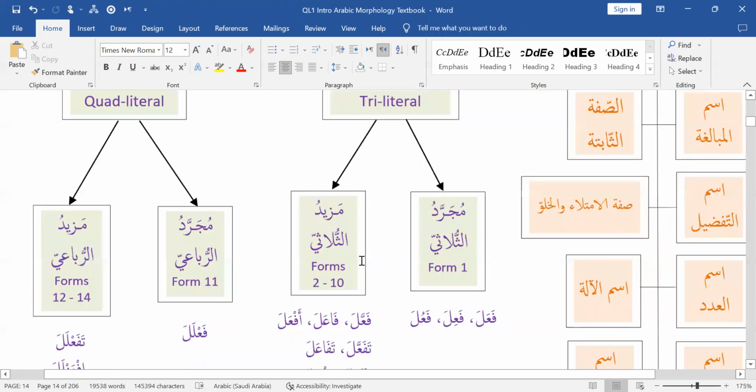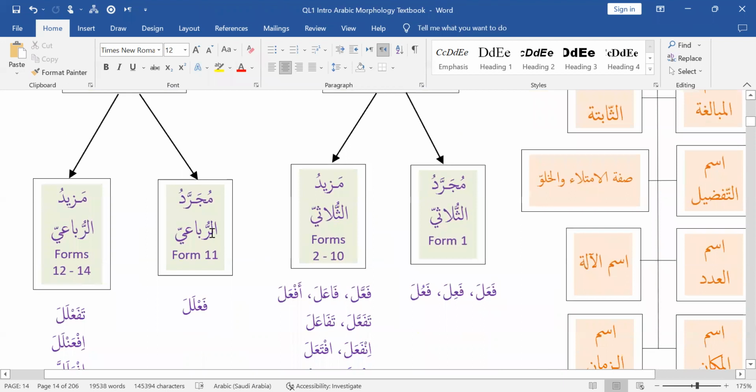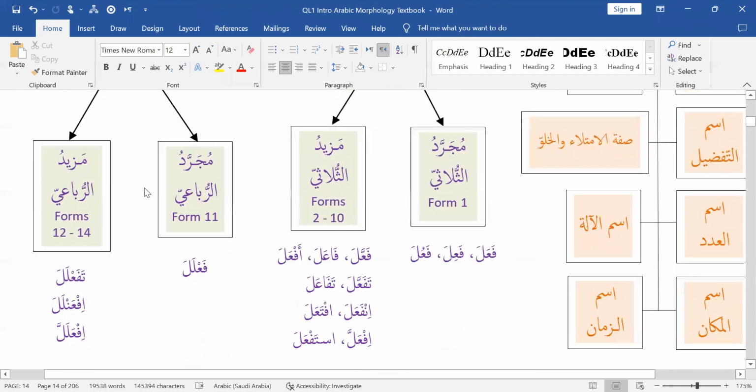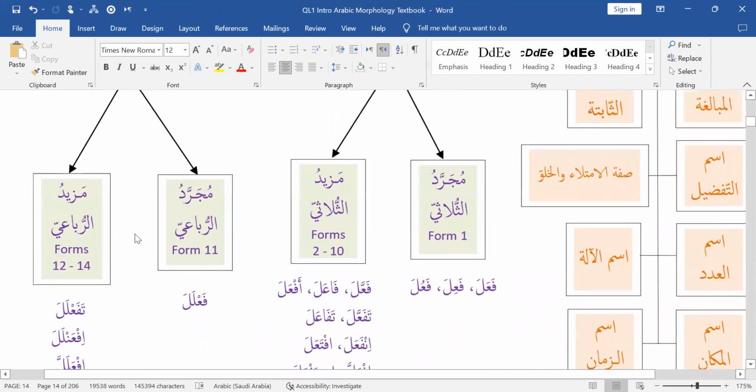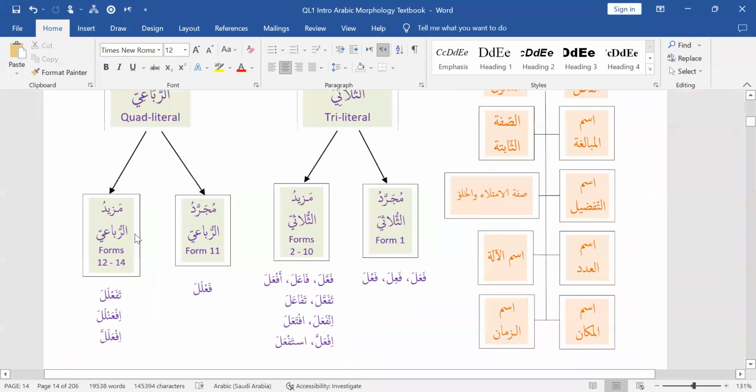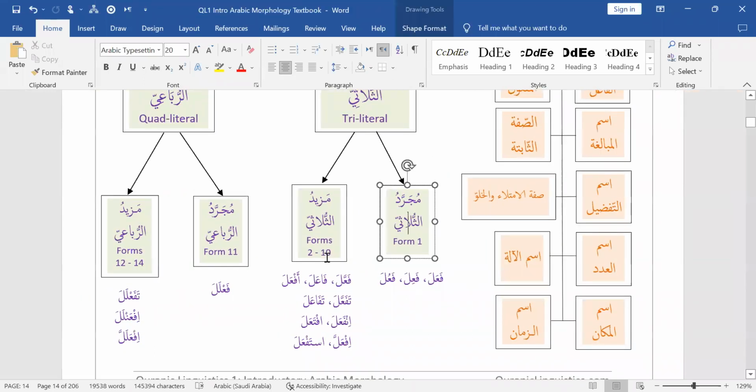The other forms, the quadliterals, Mujarrad al-Rubai, are out of scope. We will not talk about them here, but we will talk about them in the Advanced Morphology course QL3. So both of these we will not talk about. We will not reference them. And they have relatively very few words in the Quran, from forms 11 and then 12 through 14, very few words. So our primary focus in this textbook is going to be form 1 morphology with some limited application to forms 2, 3, and 4.